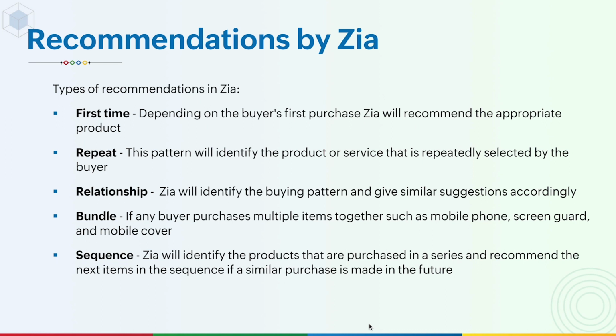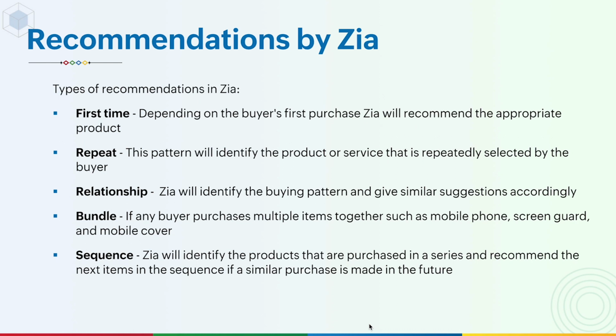Now let's take a look at the types of recommendations in Zia. First time: depending on the buyer's first purchase, Zia will recommend the appropriate product. By keeping a track of people's first time purchases, Zia will recommend likewise. Repeat: this pattern will identify the product or service that is repeatedly selected by the buyer. Zia constantly keeps a track of customer purchases and recommends repeat orders too. Relationship: here, Zia will identify the buying pattern and provide suggestions to cross sell for customers.